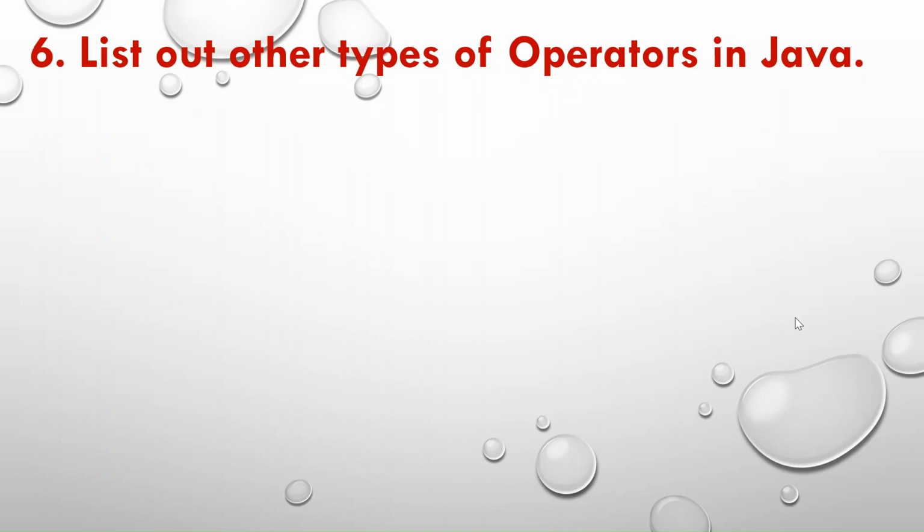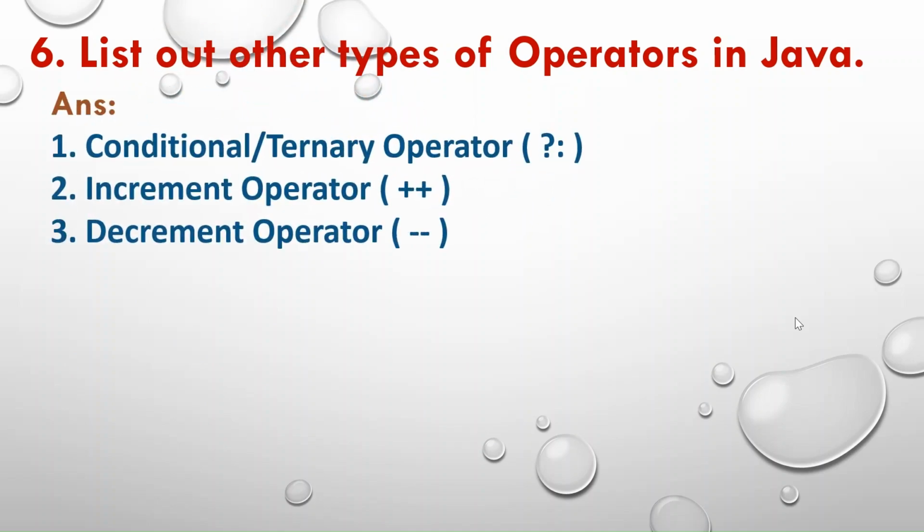List out the other types of operators in Java, apart from what you have already seen. We have the conditional operator, or it can be called the ternary operator. We write question mark and colon. Then the increment operator and decrement operator.